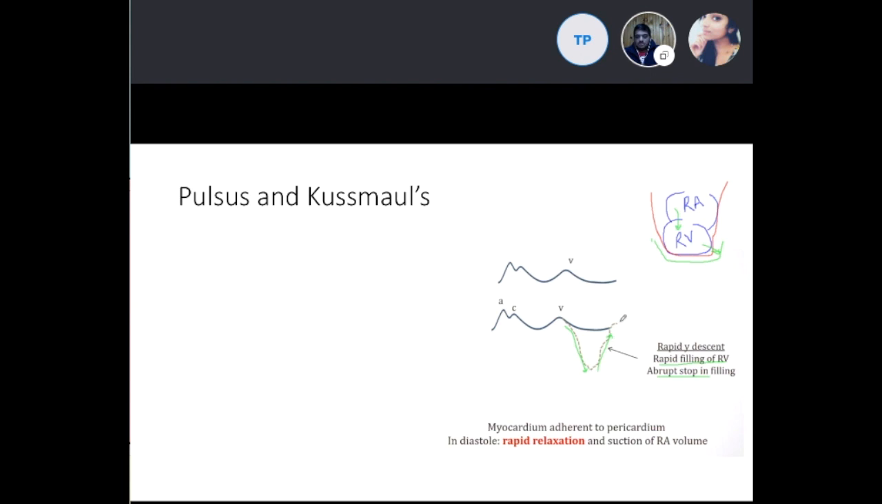Hopefully that makes sense. Like it says here, the myocardium is adherent to the pericardium, and in diastole there's a rapid relaxation and suction of right atrial volume, but then, as we said, there's an abrupt stop in the filling because you can't push out anymore, and that will increase the pressure.